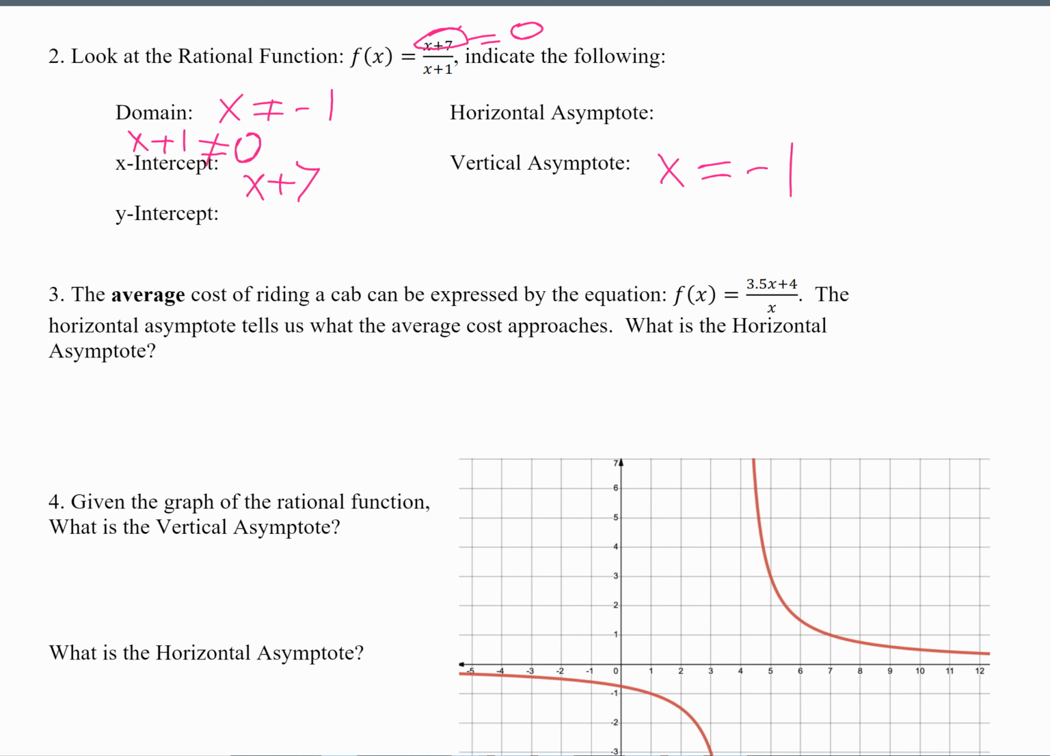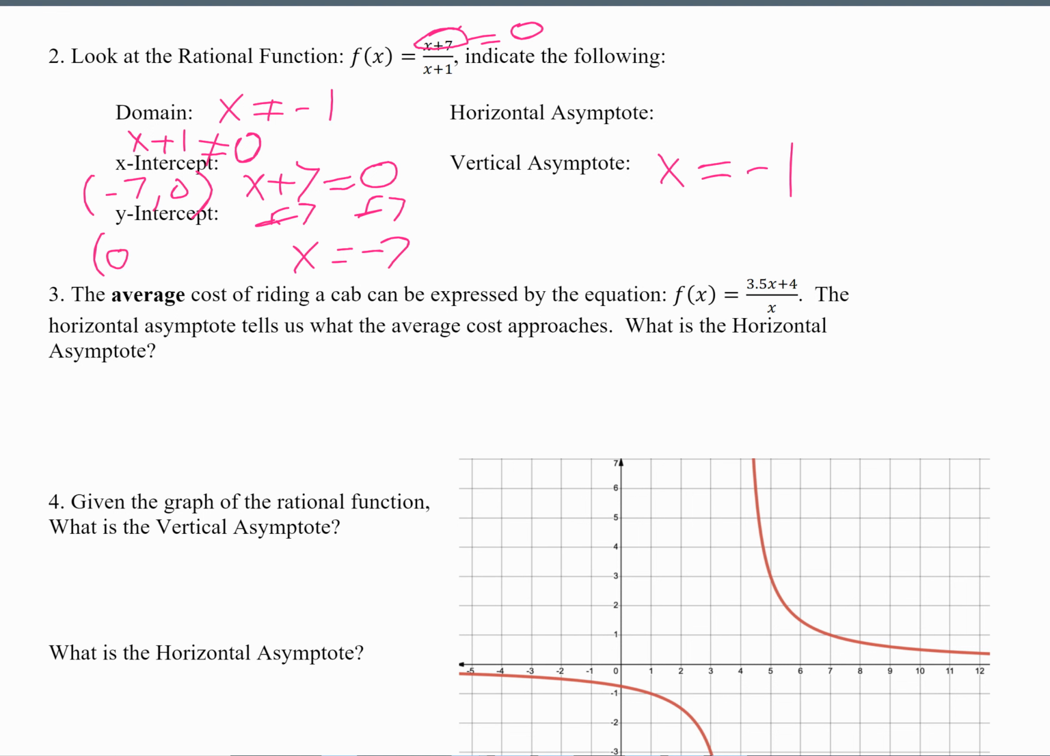equal 0. That means x is going to equal, sorry about that, negative 7. So x equals negative 7. But of course, you technically should be writing this as a point. All right, I'm okay if you say x equals negative 7, as x-intercept is negative 7.